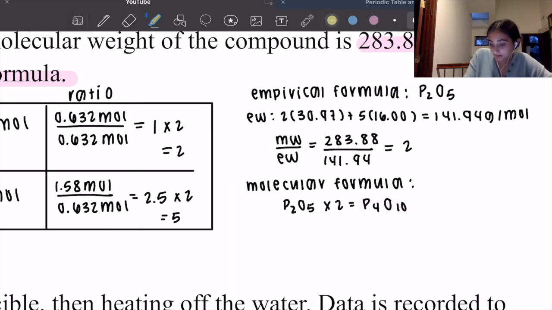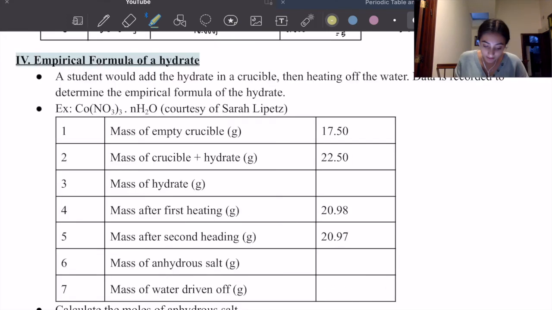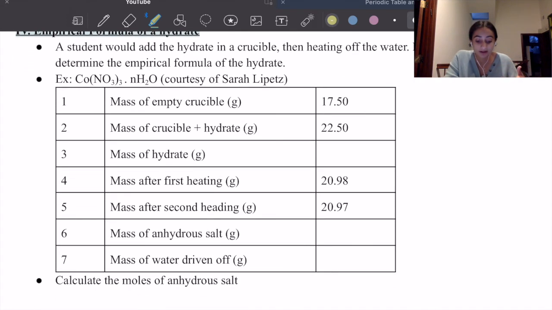That is our molecular formula for this problem. Now we are going to talk about the empirical formula of a hydrate. This is a super small addition to what we've already learned. So basically, when you're finding the empirical formula of a hydrate, you add a hydrate to a crucible and you evaporate all of the water off of it to get just the mass of the salt. And then you do more subtraction in order to get the moles of the salt and the moles of the water. And then you can calculate the amount of the hydrate there is.